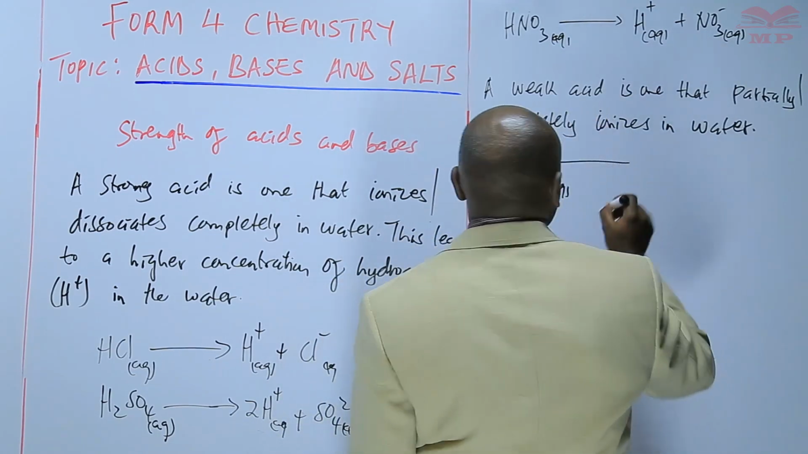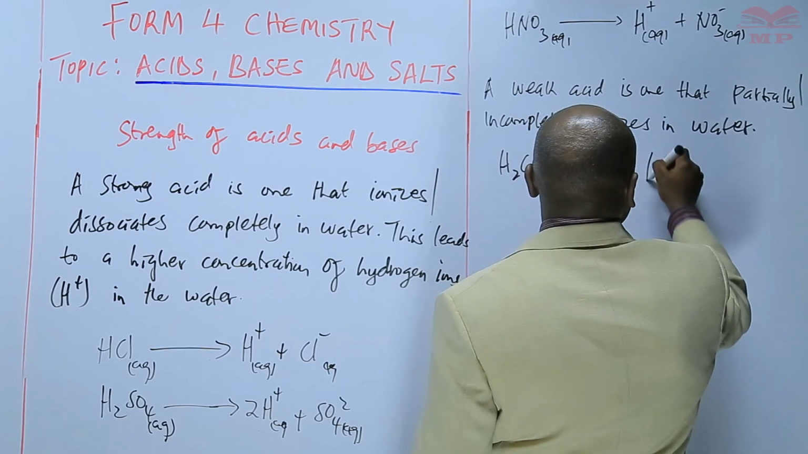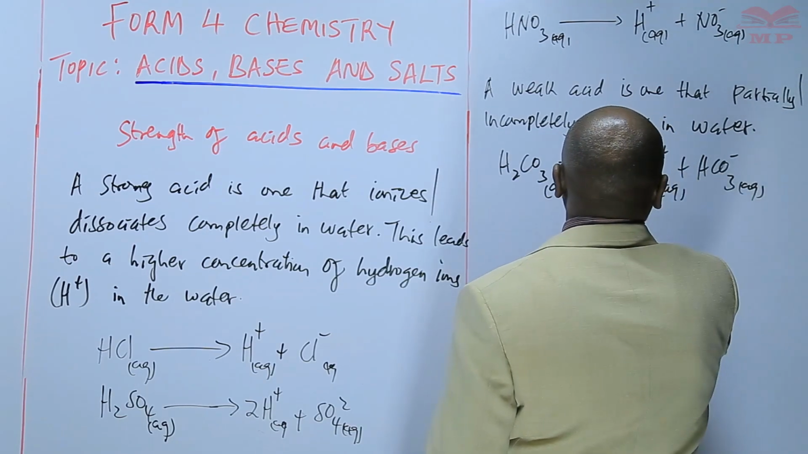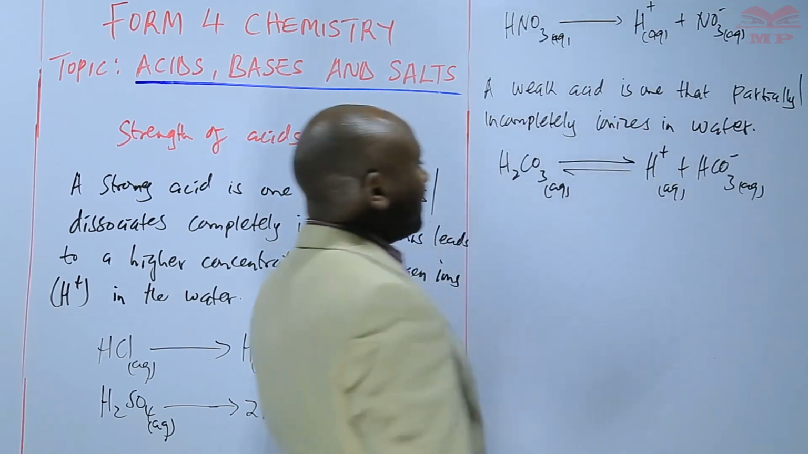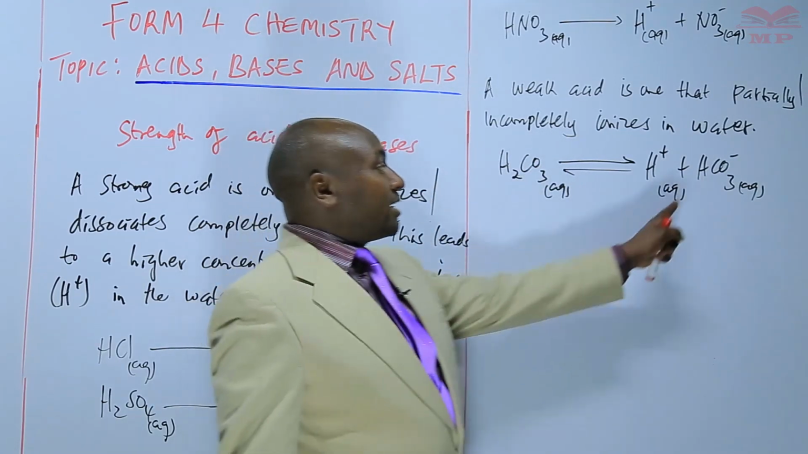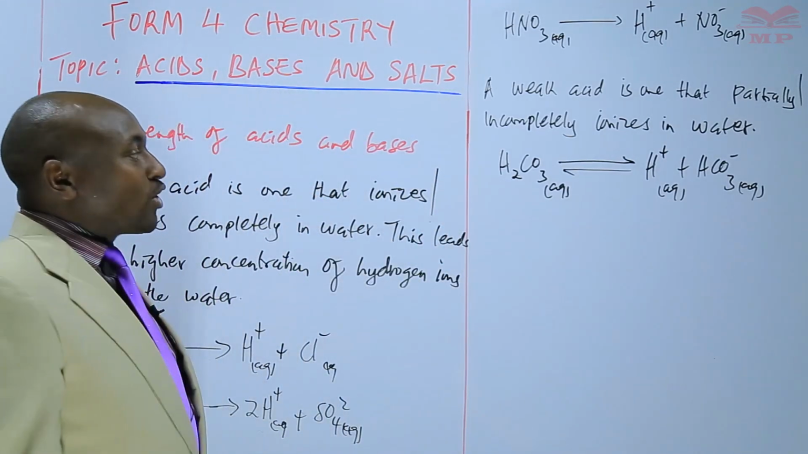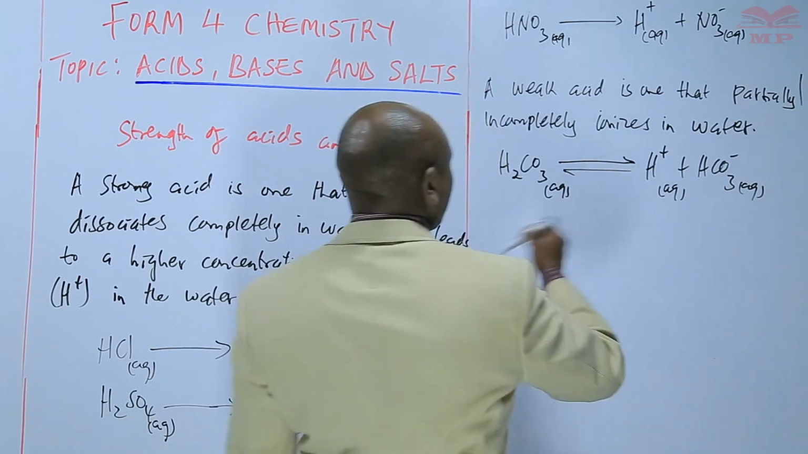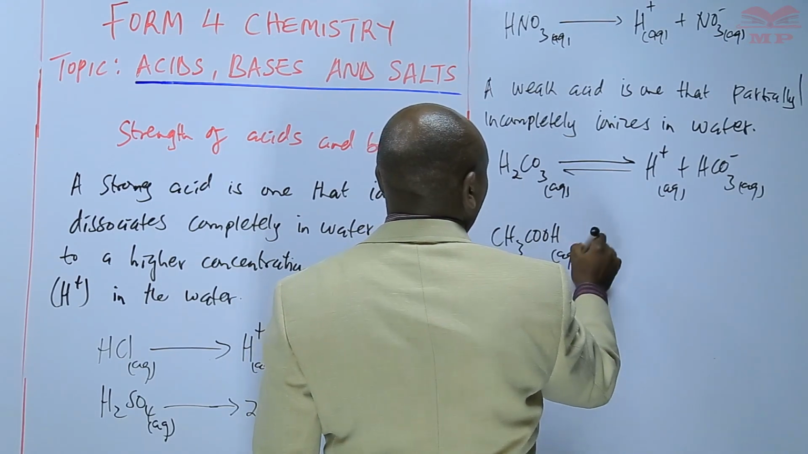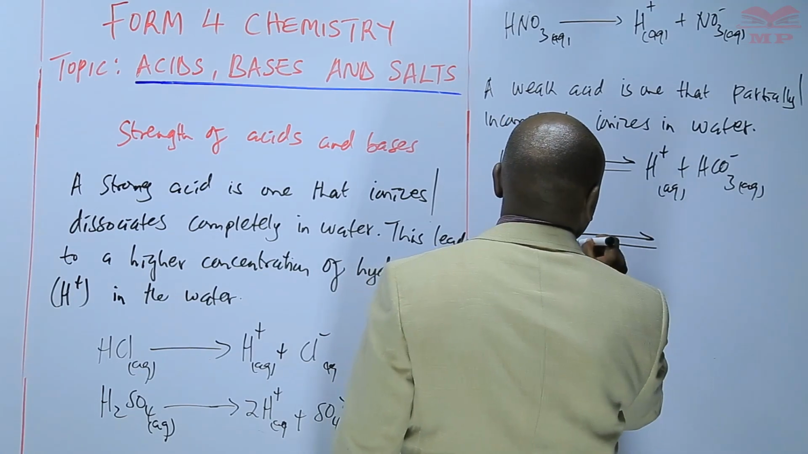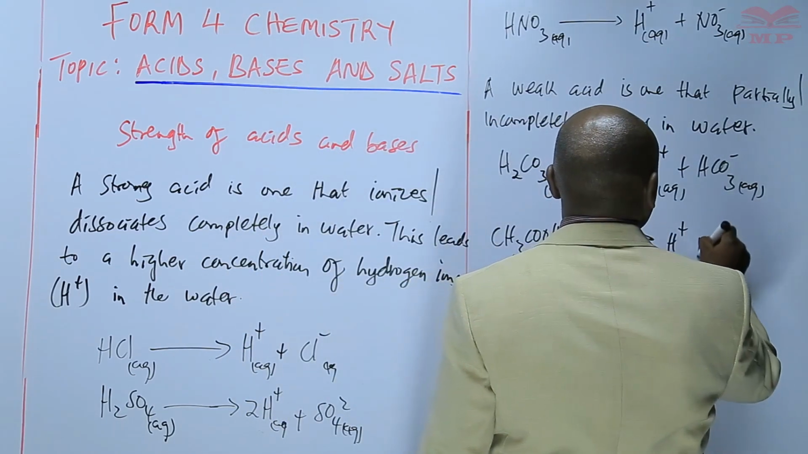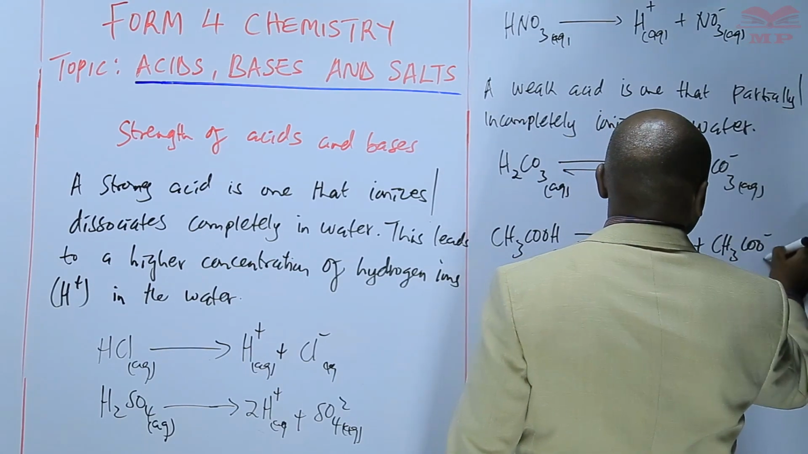When carbonic acid ionizes, we get hydrogen ions plus hydrogen carbonate ions. So you can show that this is incomplete ionization. Only one hydrogen ion has been released. The other hydrogen ion has not been released. So that is an incomplete ionization. On the other hand, another example of a weak acid, such as ethanoic acid, shows the same. Only one hydrogen ion is released, so we have one hydrogen ion plus ethanoate ions.